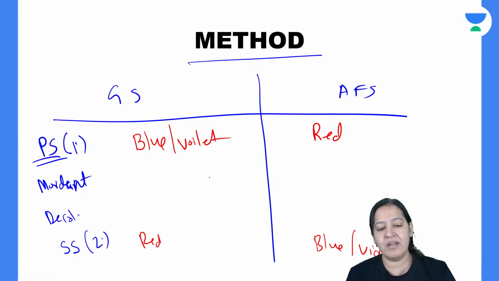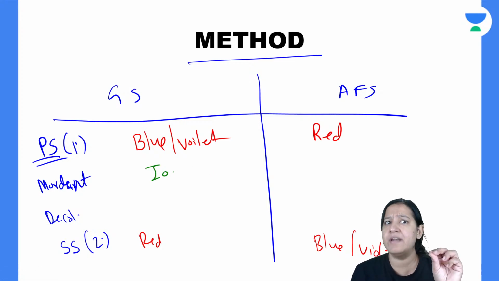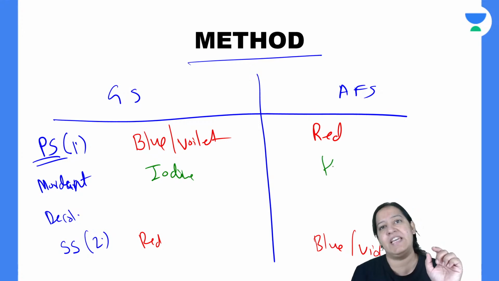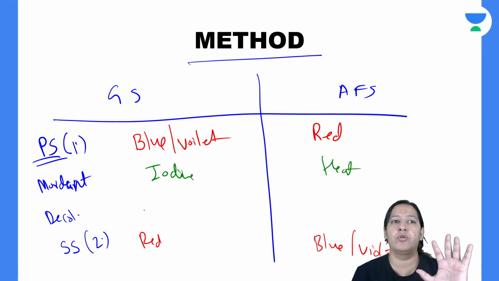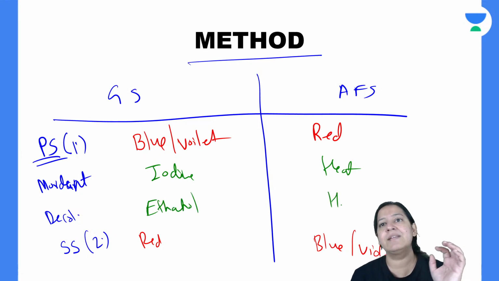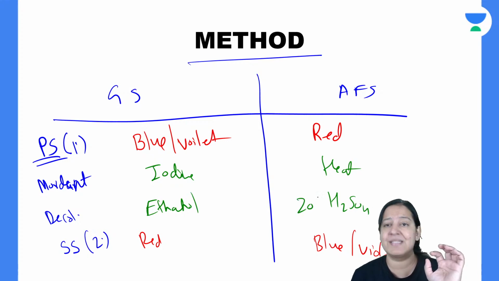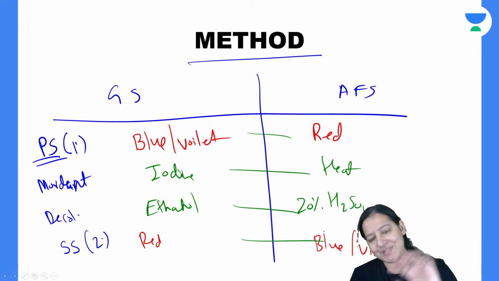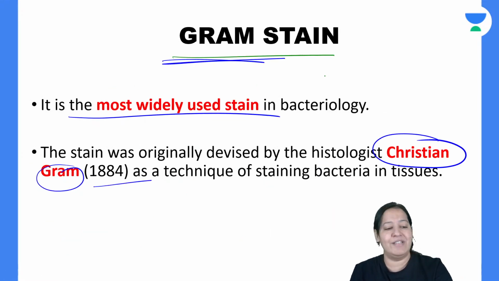Mordant is different in both of them. In gram stain the mordant is iodine. In acid fast stain the mordant is heat. And the decolorizer is also different in both of them. In gram stain the decolorizer is alcohol, ethanol. In acid fast stain the decolorizer is H2SO4, especially 20% H2SO4. You have to learn the concentration also. Now compare the 4 steps. Let me start with gram stain and give you the details.